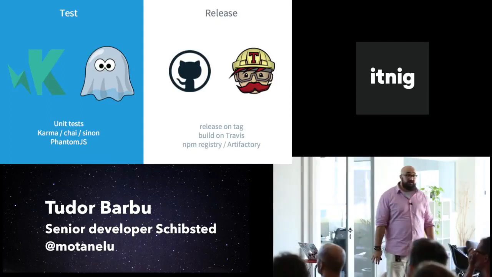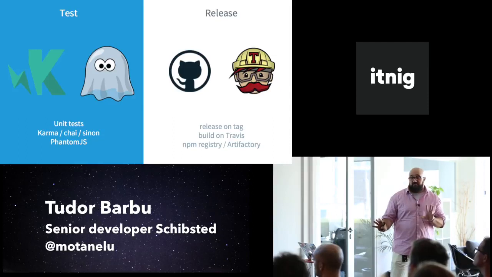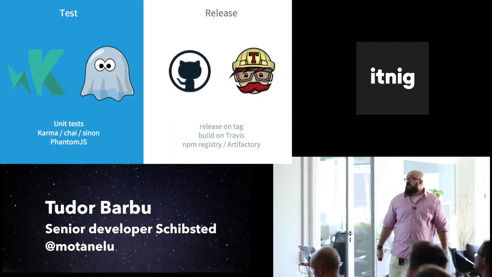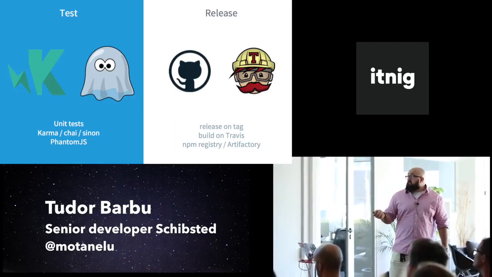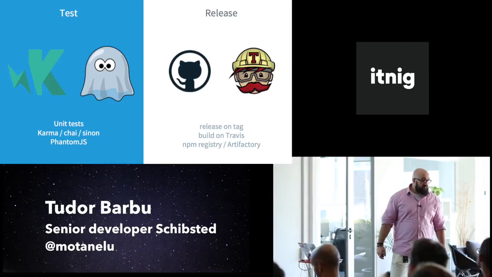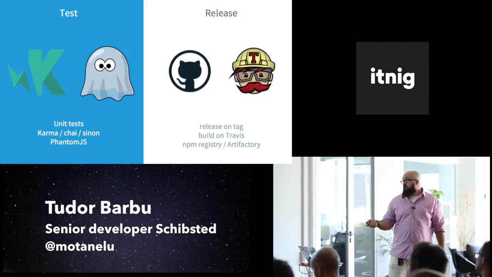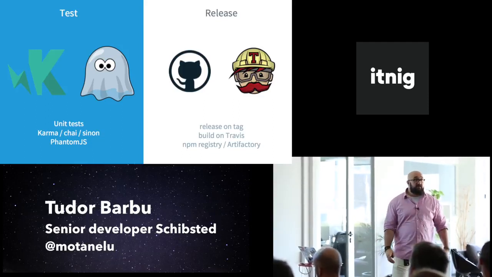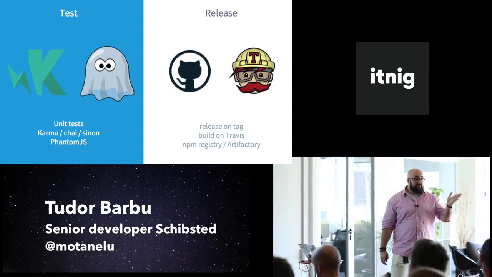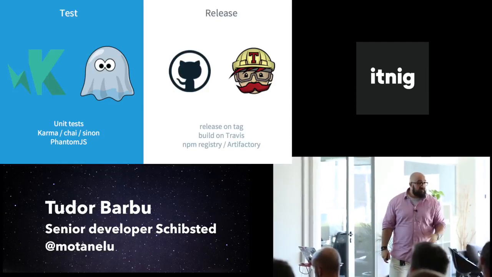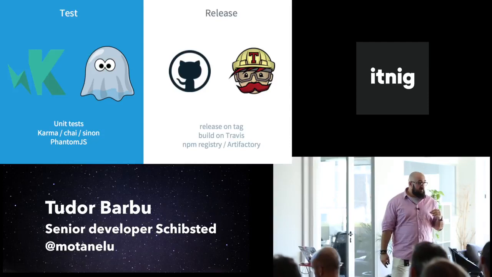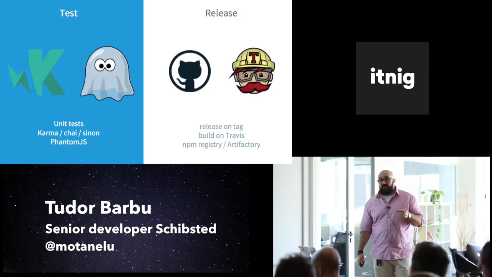And to release, how to release this library. So far, this is a library. All the code is stored in GitHub. And I wanted to have an automated release process, so every time I tag, this will run a tagged build on Travis. If the build passes all the tests, it publishes an NPM package to our local NPM registry. We have an internal NPM registry in Artifactory.